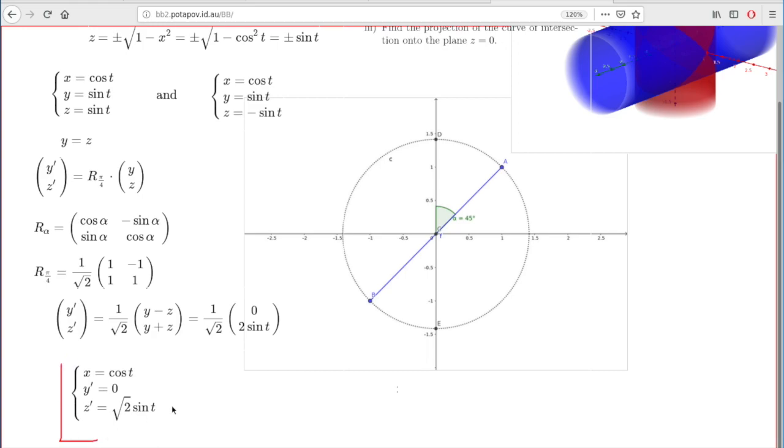So my final answer will be: it's the ellipse which sits in the plane y equals z, with the center at the origin and with radii 1 and root 2. This is it. Thank you very much.